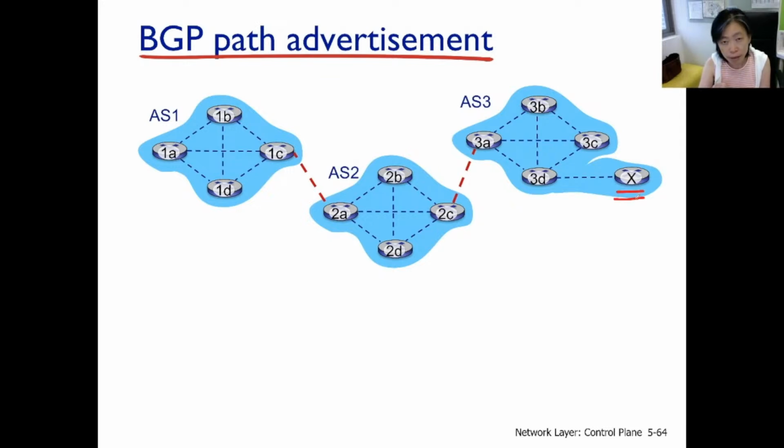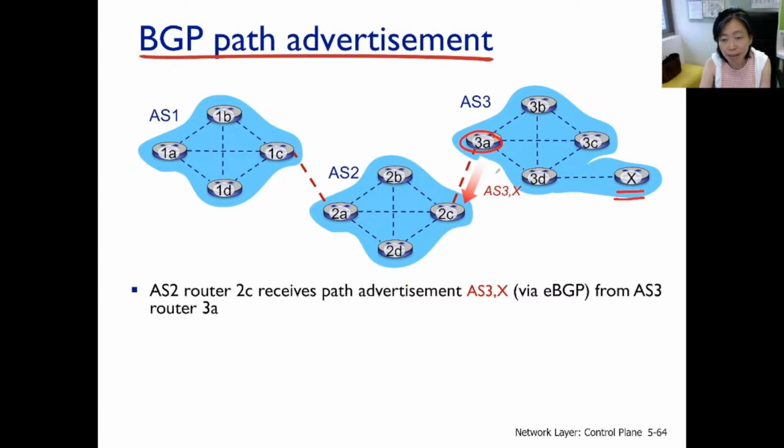The destination network is here, X. And so AS3 there is going to send the path advertisement that looks like this, AS3, comma, X. And this is going to reach 2C of AS2. So AS2's router 2C receives path advertisements like this, through the exterior BGP connection. And the advertisement came from AS3 and from router 3A.